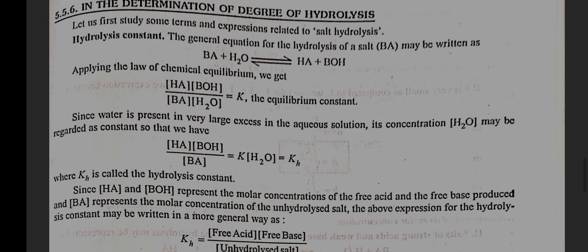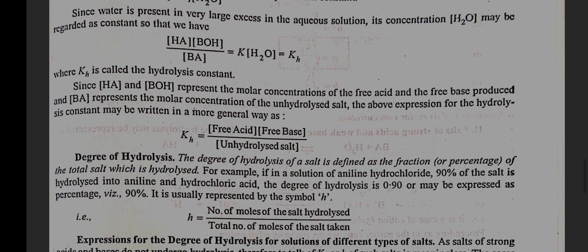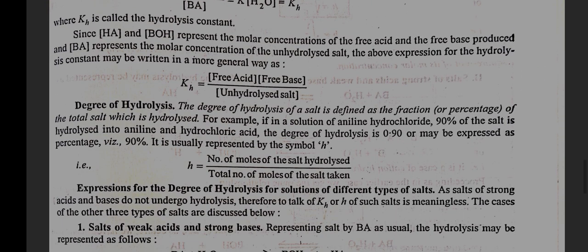Since water is present in very large excess in the aqueous solution, its concentration may be regarded as constant, so that we have HA into BOH divided by BA is equal to K into H2O is equal to KH. KH is the hydrolysis constant. Here HA and BOH represent the molar concentration of the free acid and the free base produced, and BA represents the molar concentration of the unhydrolyzed salt.